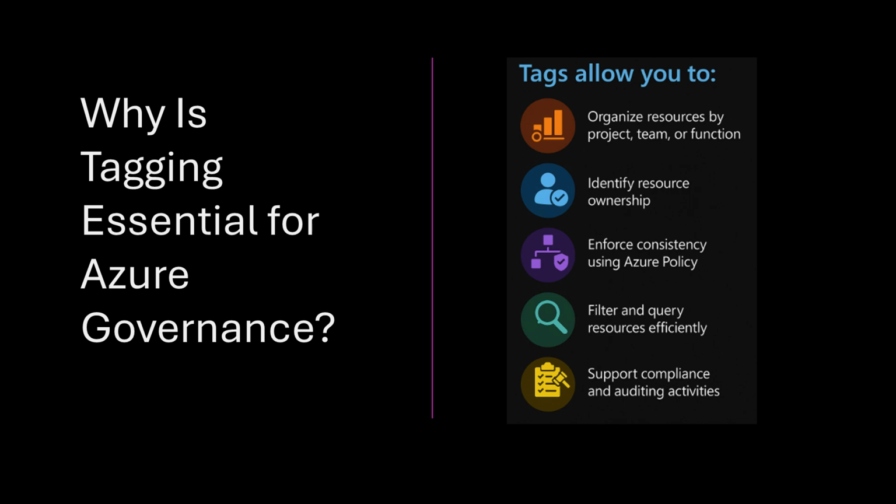Tagging doesn't have to be a manual effort. With Azure Policy, you can audit resources that are missing required tags, append default tags automatically at deployment time, and deny resource creation if specific tags aren't present. This makes tagging a built-in part of your deployment process, not something that's retrofitted later.